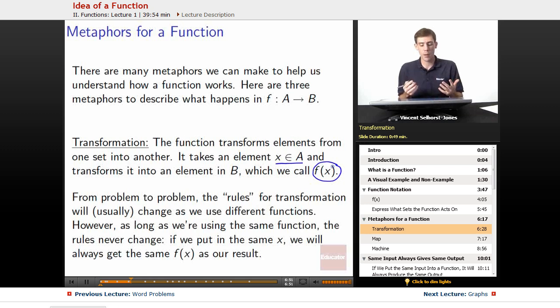Now, from problem to problem, the rules for transformation will usually change as we use different functions. One function is generally going to have a different set of rules than another function. But if we're in the same problem using the same function, the rules never change. If we put in the same x, we will always get the same f of x as our result. The rules for the transformation are always the same. So if the same thing goes in, the same thing always comes out.